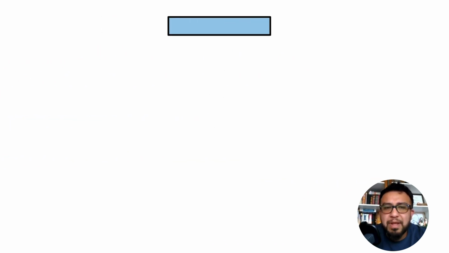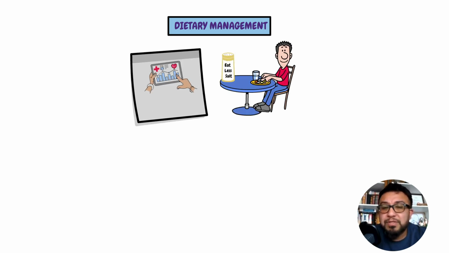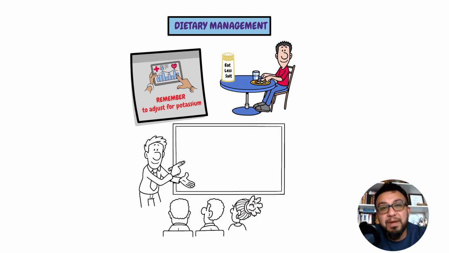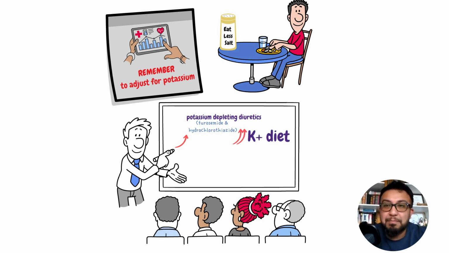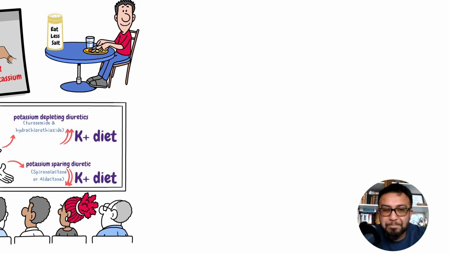Some dietary medical management includes providing the patient with a low sodium diet. Remember to adjust potassium accordingly depending on the type of diuretic that's being utilized. And what I mean by that is if the patient's using potassium-depleting diuretics like furosemide or hydrochlorothiazide, then we want to increase the potassium in the diet potentially to prevent hypokalemia. But if the patient's receiving medications like spironolactone or Aldactone, that's a potassium-sparing diuretic, and that may cause potassium to go up in the bloodstream. So we'll give them a decreased potassium diet.